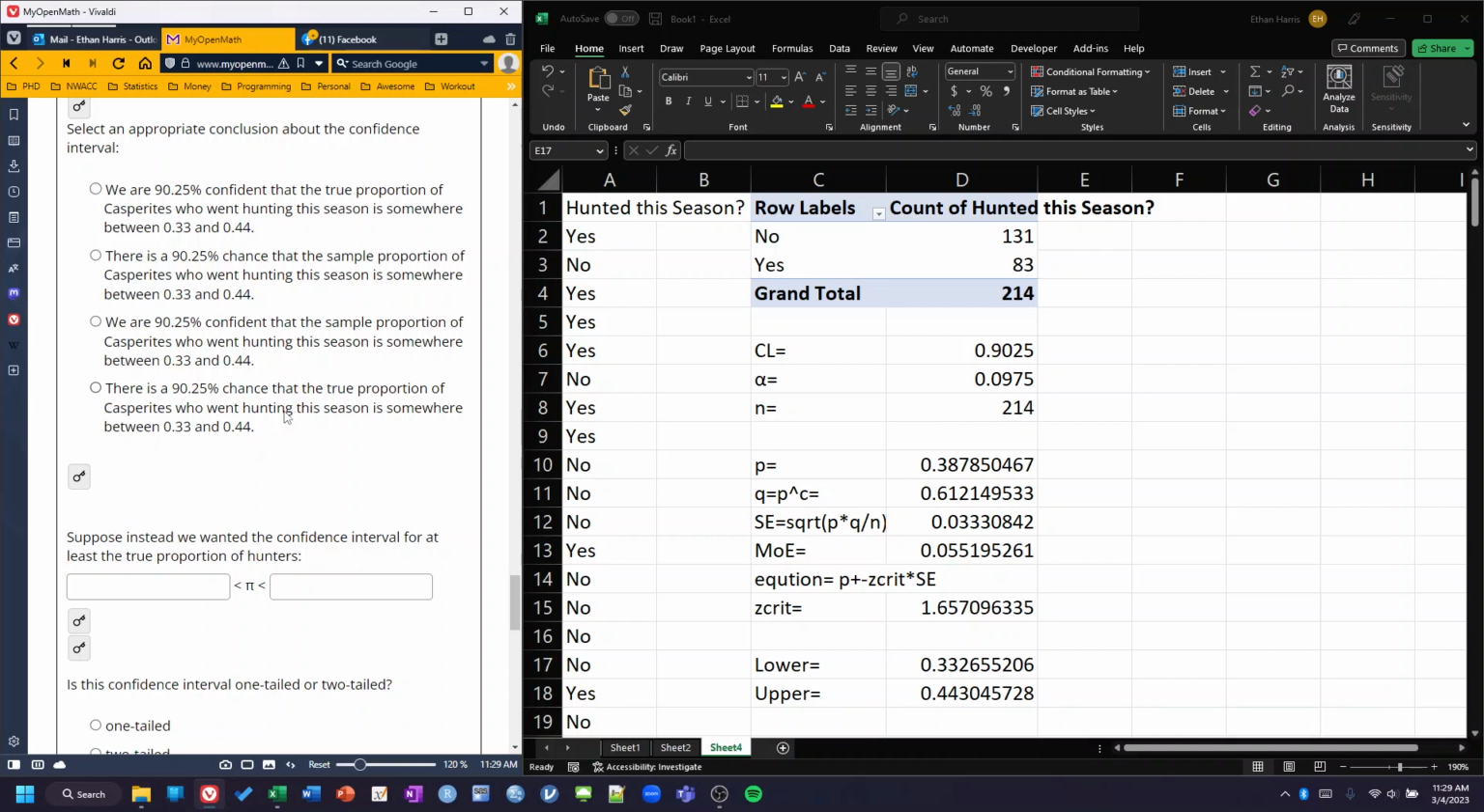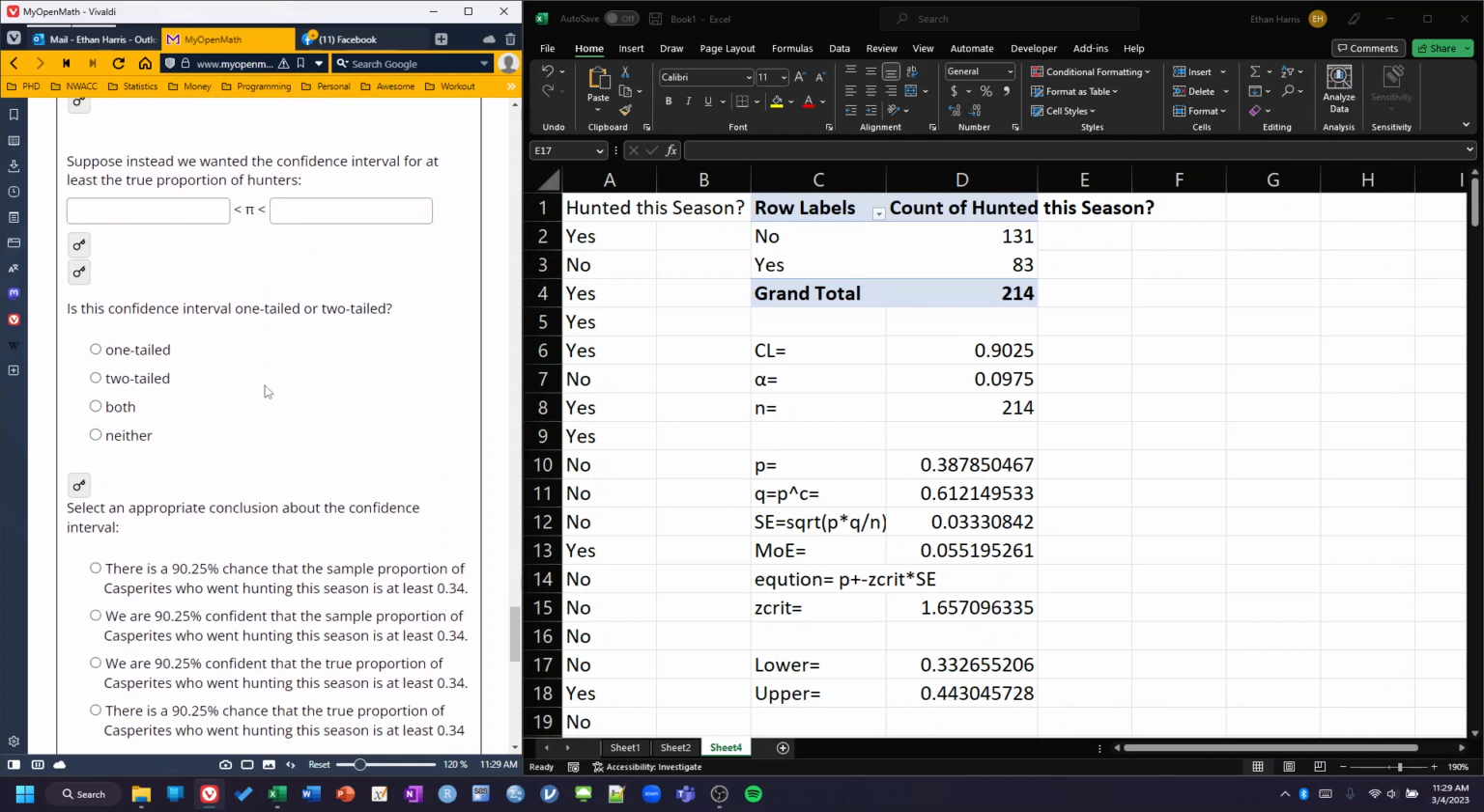And remember, when we are doing confidence intervals, we want to make a statement that has the word confident in it, and we want to be confident about the true proportion. So we are 90.25% confident that the true proportion of Casperites who went hunting this season is somewhere between 0.33 and 0.44.